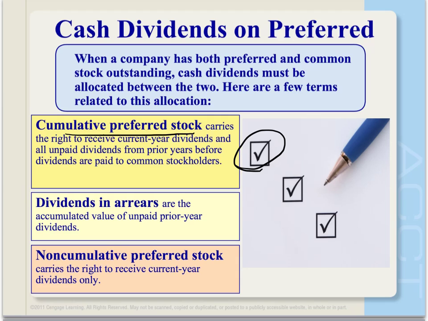Dividends in arrears are the accumulated value of unpaid prior year dividends. And non-cumulative preferred stock carries the right to receive current year dividends only. So they do not get dividends in arrears. They only get the dividends for the current year.